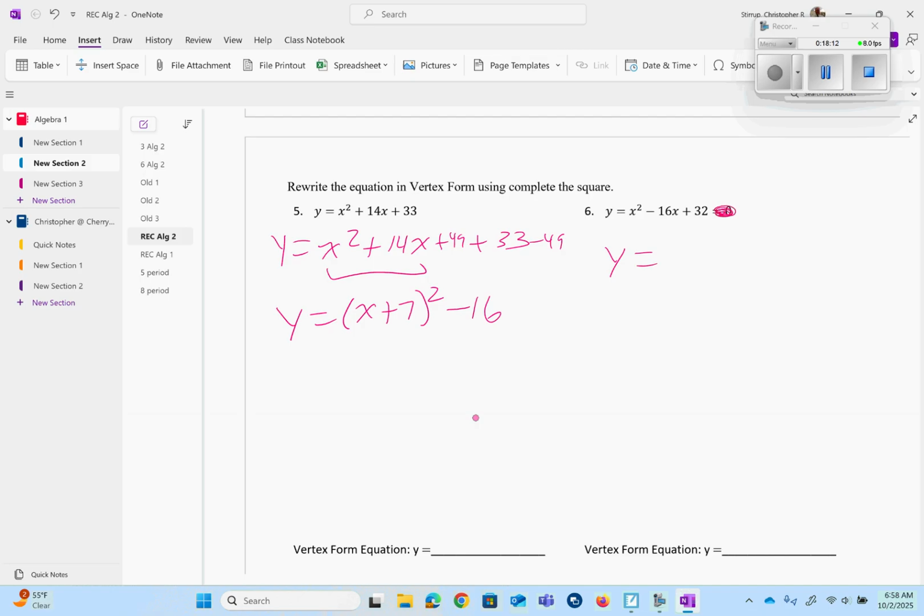So this one, we are going to make our space. Okay, so we're going to take this sign straight down. Half of 16 is 8. 8 squared is 64. If I add it, I will also subtract 64. We're in vertex form. Okay, so these just come straight down here and there.